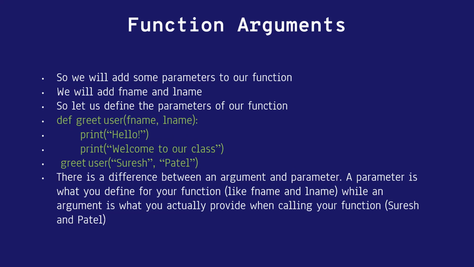So there's a difference between an argument and a parameter. A parameter is what you define for a function, like fname and lname, while an argument is what you actually provide when calling a function. Like now we have Suresh and Patel. I want us to run this function.